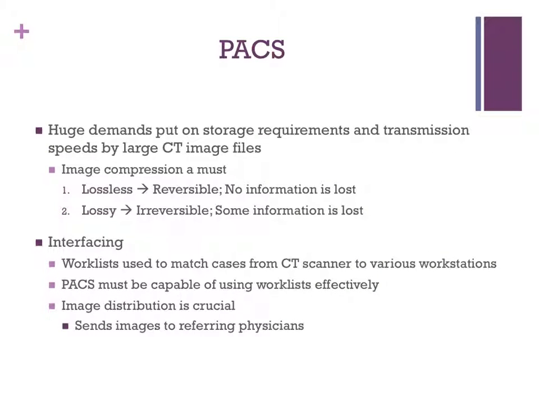So once images are acquired and sent through the computer network, they are usually displayed for viewing and stored temporarily or permanently for viewing and analysis. Since the CT image files are so large, they place huge demands on storage requirements and also the speed of transmission over the network. So compression of the images is needed. Like we've said before, there are two types: lossless, which is the reversible form and no info is lost in the process, and then there is lossy compression, which is irreversible and some info is lost in this process.